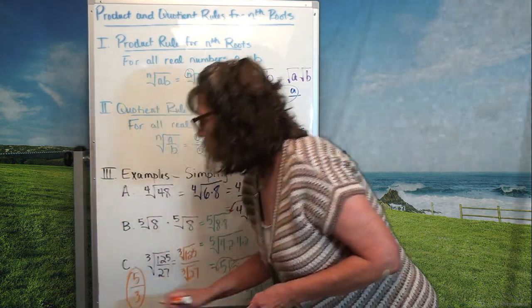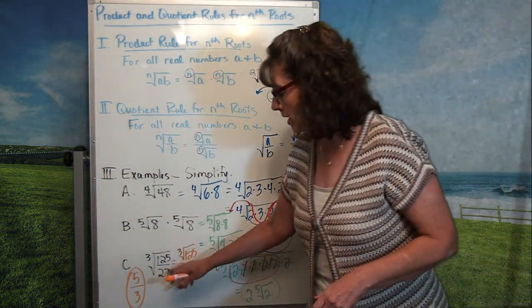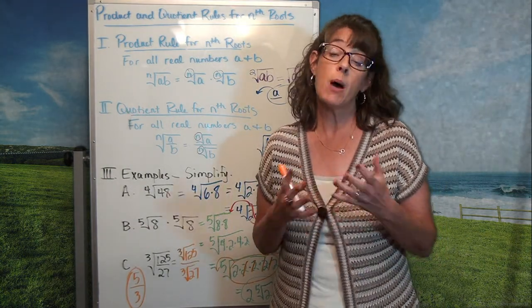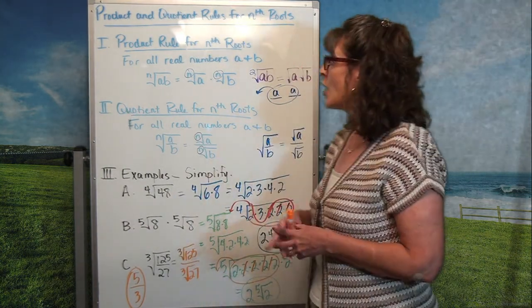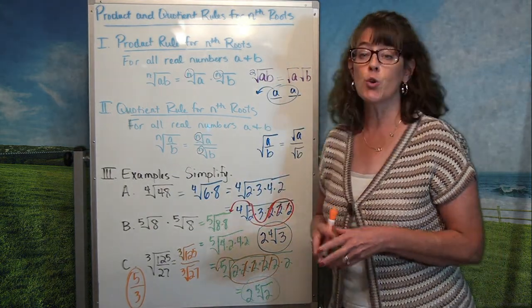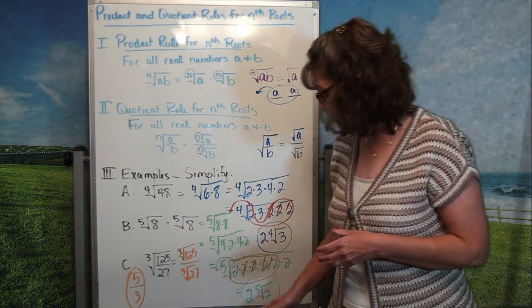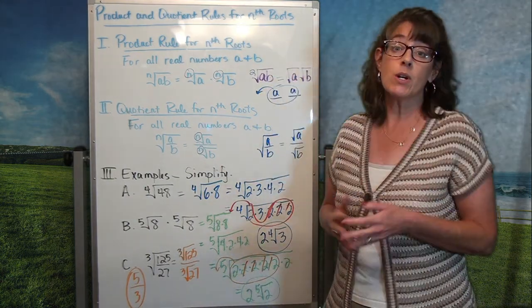So see, that's so much easier than trying to do that division and create that decimal and then try to get the cube root of that decimal. That would be a complete nightmare. So this product rule and this quotient rule, super, super helpful for simplifying your radicals that have nth roots. Very similar to what you had done with square roots.